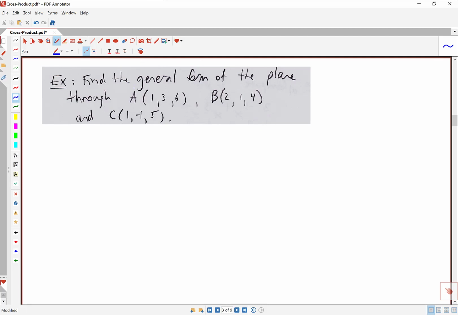Let's find the general form of the plane through 3 given points. So the idea is that we've got these 3 points in 3D, and if we can form a couple of vectors out of those 3 points, then we can visualize the plane that's containing those points. And in order to get the general form, we would be really interested in finding a normal vector to this plane. So let's put some specifics on here.